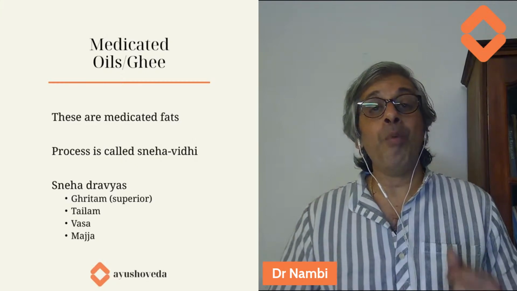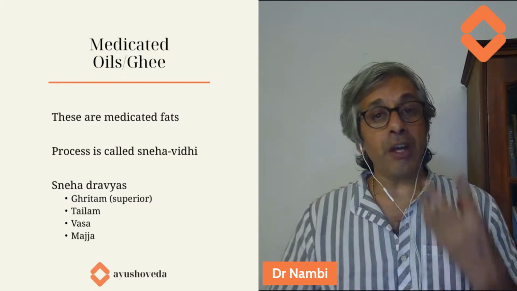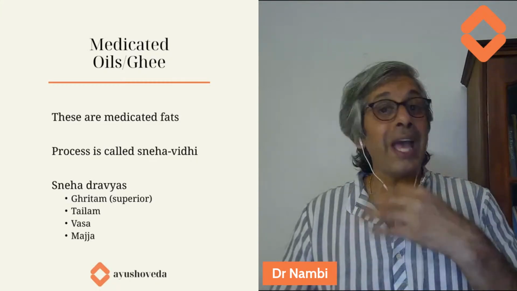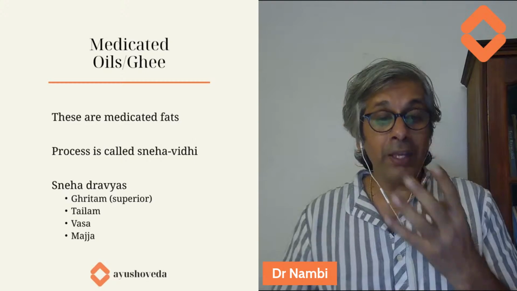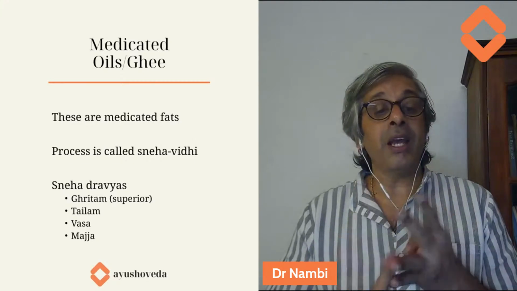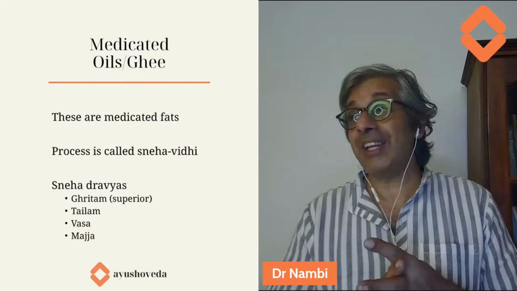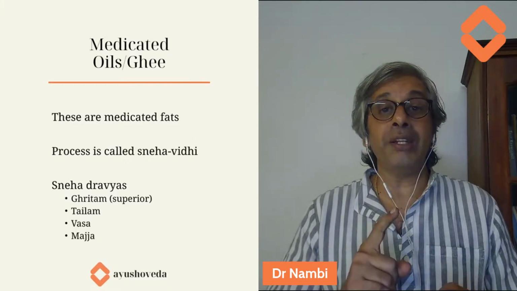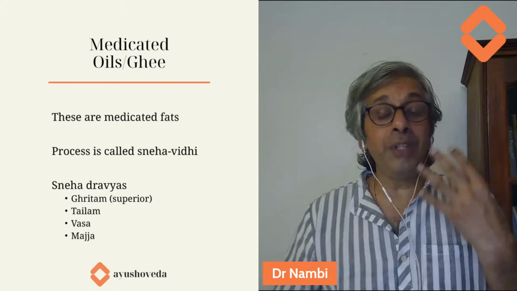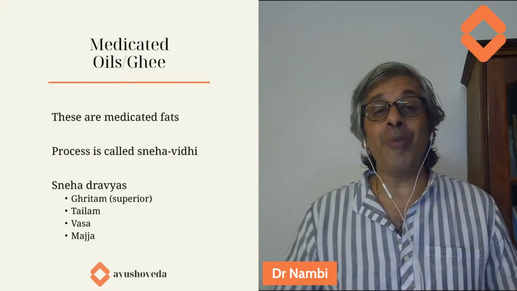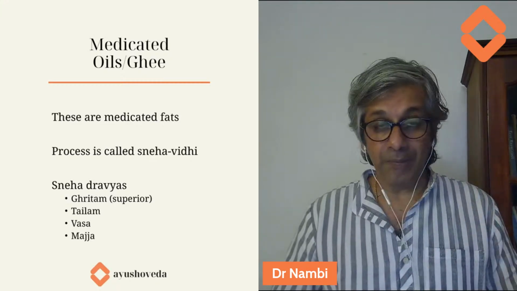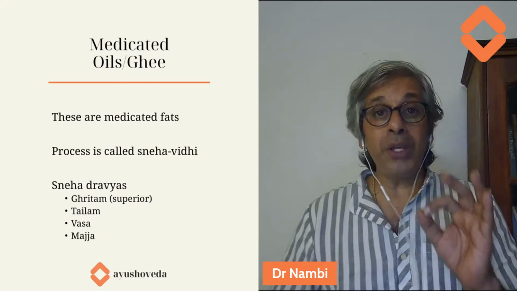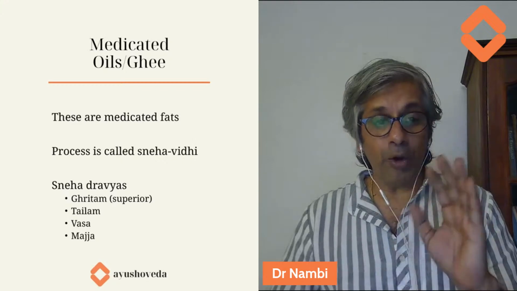Okay, so mostly there are four sneha dravyas used in medicine: ghrutam, that is ghee; thailam, that is oil; vasa, that is muscle fat; and majja, that is marrow. These four things are most commonly used as sneha. Of these, ghee is considered superior to the other three.